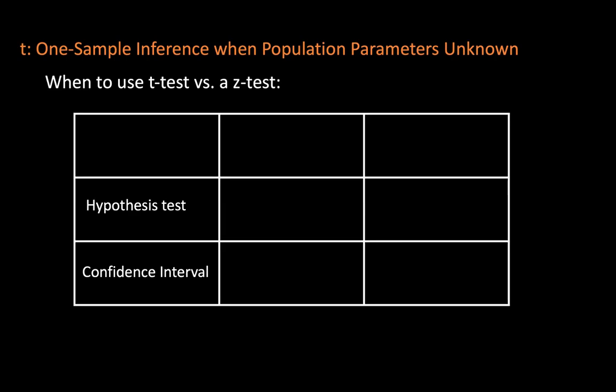Well, for a hypothesis test and a confidence interval, those are the two different things. When we know the population standard deviation, we can use the z-score. The z-score is equal to the sample mean minus the population mean over the population standard deviation over the square root of n. So the standard error in a z-test is the population standard deviation over the square root of the sample size. And we also have a confidence interval for the z-score, which is the sample mean plus or minus the z-score times the standard error.